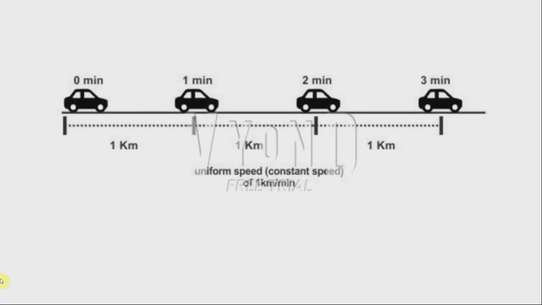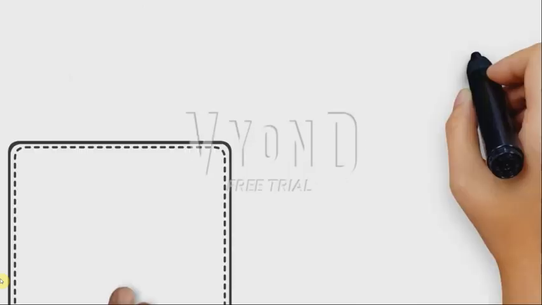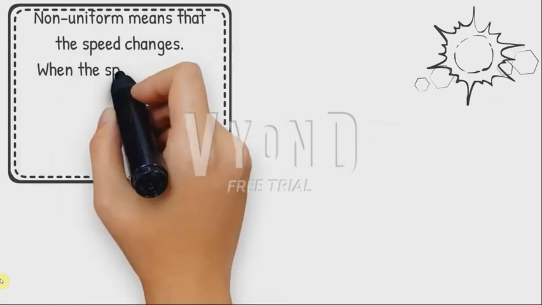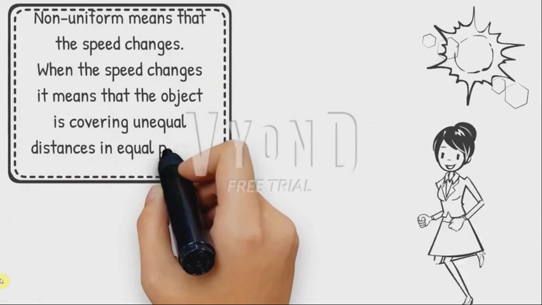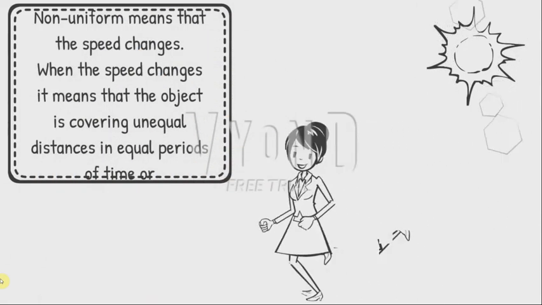From minute number 2 till minute number 3, there is a duration which equals also 1 minute, and again the distance equals 1 kilometer. So I have here a car that covers equal distances, which is 1 kilometer, during equal periods of time, which is 1 minute. So 1 kilometer in 1 minute each time. That was the uniform speed, covering equal distances in equal periods of time.